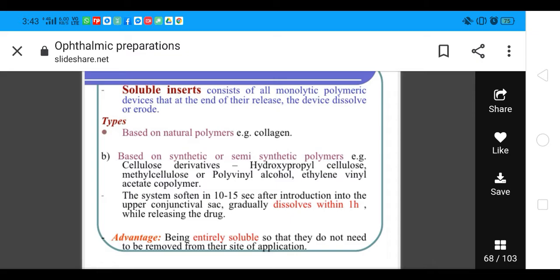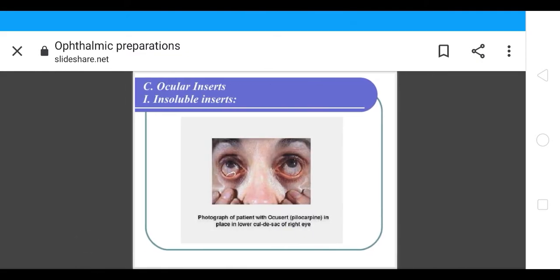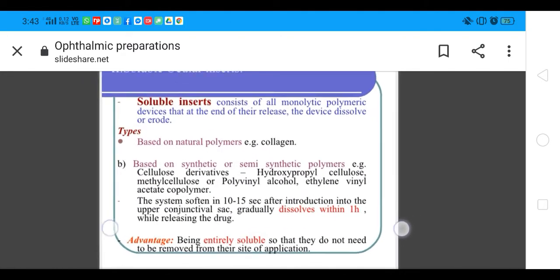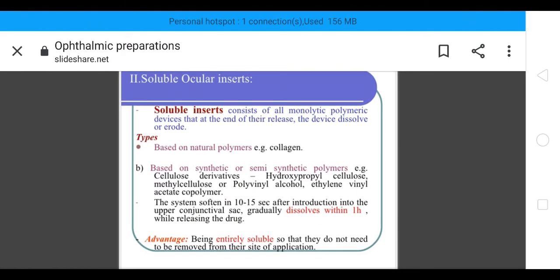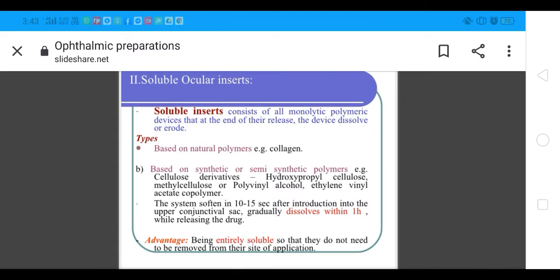Advantage: being entirely soluble, they do not need to be removed from the site of application. And so these are called soluble. Again I repeat, soluble inserts are based on natural and semi-synthetic polymers. If they are natural, then they are made up of collagen. And if semi-synthetic, then polymers like cellulose derivatives are used in the soluble inserts.